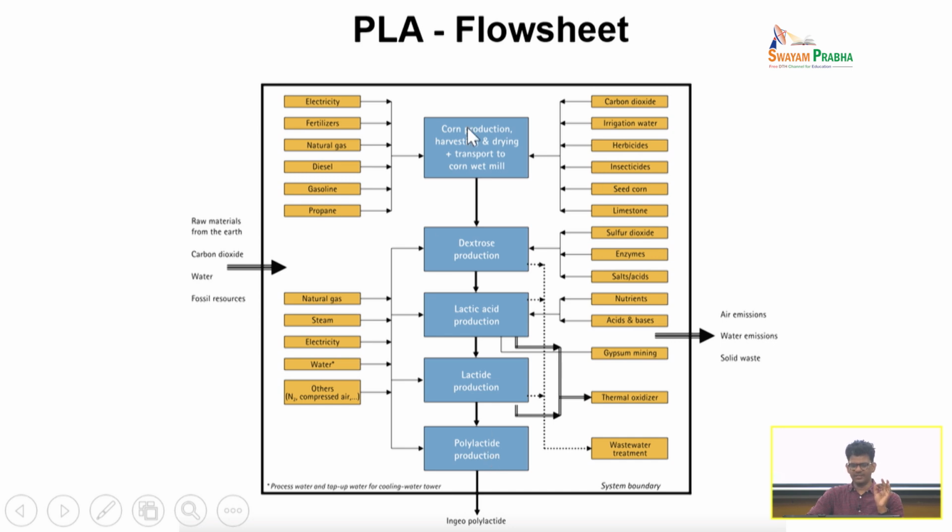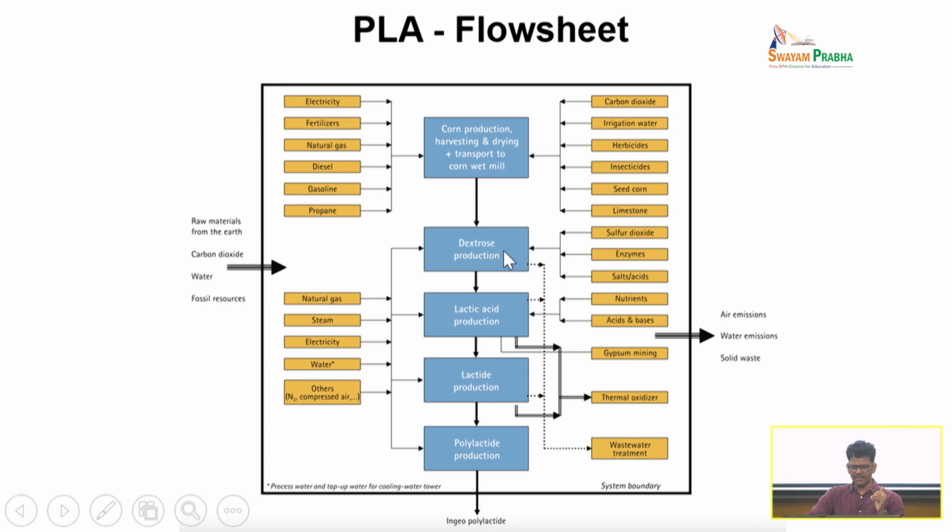If you consider the first process, corn manufacturing, it is an agricultural process. Just like how we grow rice and sugar cane, corn can also be produced. What do you need for that? You need electricity, fertilizer, natural gas, diesel, gasoline, propane, all that related to production, harvesting, transport. You also need other things like carbon dioxide, irrigation water, herbicides, insecticides, seed corn, limestone. So that means in the agriculture process of creating corn, everything that goes in is accounted for in this particular analysis. As much information as you know, you can put it up there.